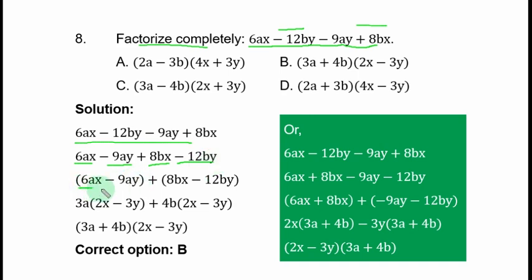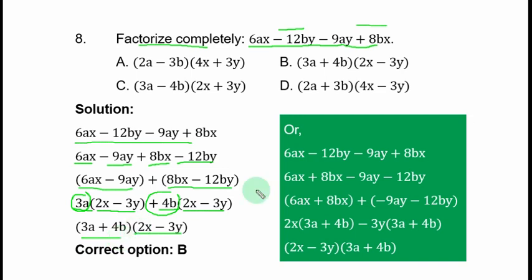So you group them. The first two terms, first group; last two terms, second group. From the first group, you can factor out 3a and you have 2s minus 3y. From the second group, you can factor out 4b and you have 2s minus 3y. If you take out 2s minus 3y, the common term, the remaining terms there, that is 3a plus 4b, will form the other bracket. So B is the correct option.